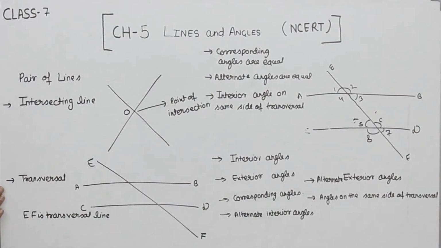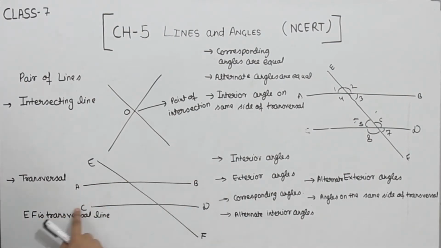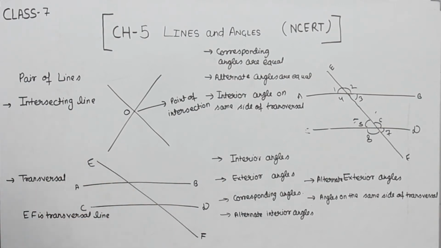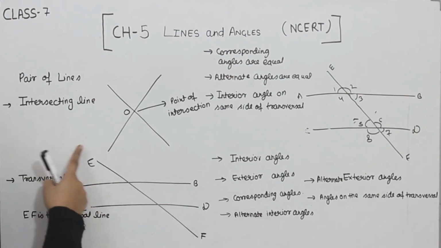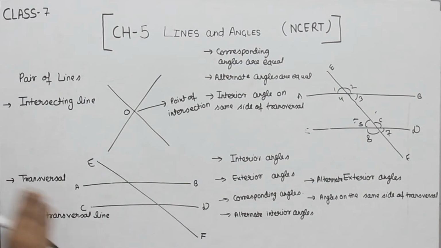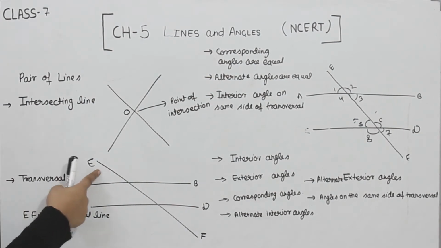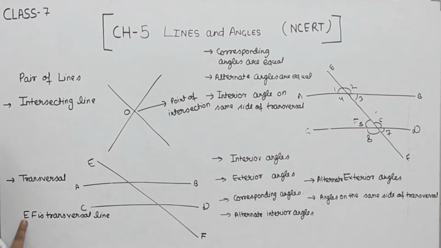Next one is the transversal line. Now there are two lines, line AB and line CD. Now EF is cutting these two parallel lines. If two parallel lines are here and another third line is intersecting these two parallel lines, this line is called the transversal line. So the line EF is the transversal line.